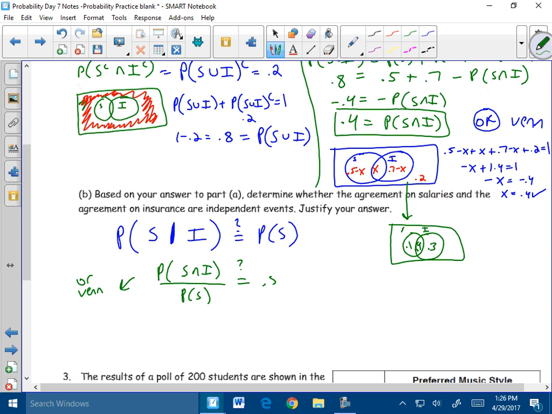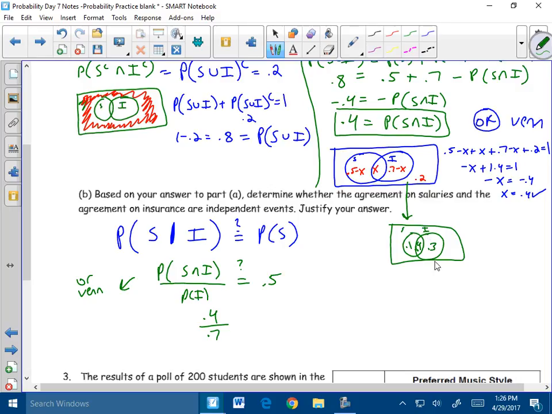Okay, from up top. So, probability of S and I is 0.4, and then the probability of I, sorry, that was supposed to be probability of I down here. Apologies. Probability of S and I over probability of I. Okay, there we go. And then the probability they get an agreement on the insurance is 0.7. If you go look at the Venn diagram and want to figure out probability of S given I, just to remind you, you could do that.